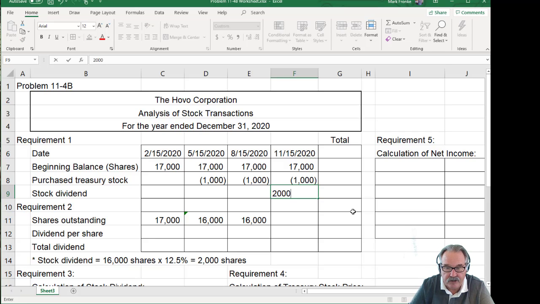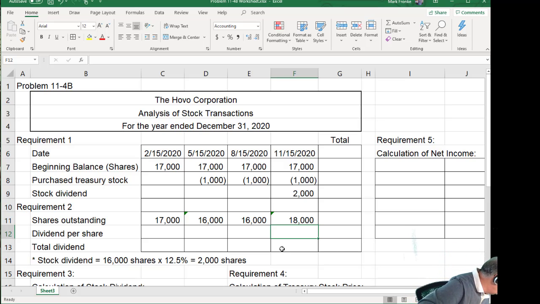So we'll add 2,000 shares, which means at the end of November and at the end of the year, we had 18,000 shares outstanding. If you look at the ending statement of equity, it says there's 19,000 shares issued and 1,000 shares in treasury stock, which means that the shares outstanding is 18,000 because shares outstanding is the number that we've issued minus the treasury stock.